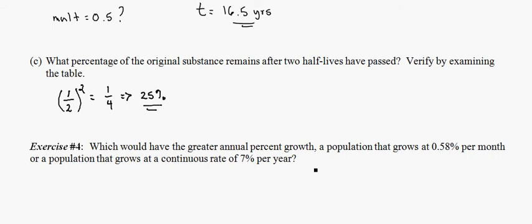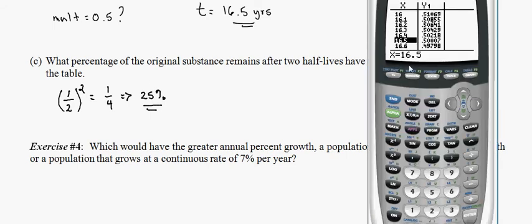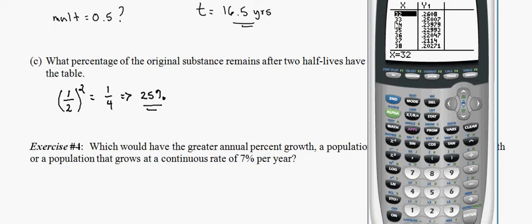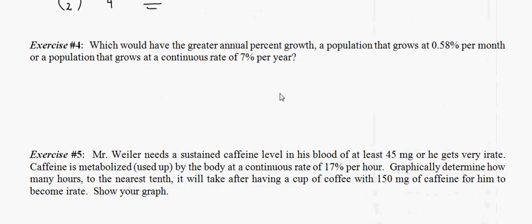If we take a look at this on the calculator, it's rather cool. I can go back into my table. We've got 16 and a half years for a half-life, so 16 and a half times 2 would be 33. Why don't we start at 32? Why don't we go by ones? Let's take a look at our table. And there it is. At 33 years, we're just about at a quarter. Isn't that nice? Alright.